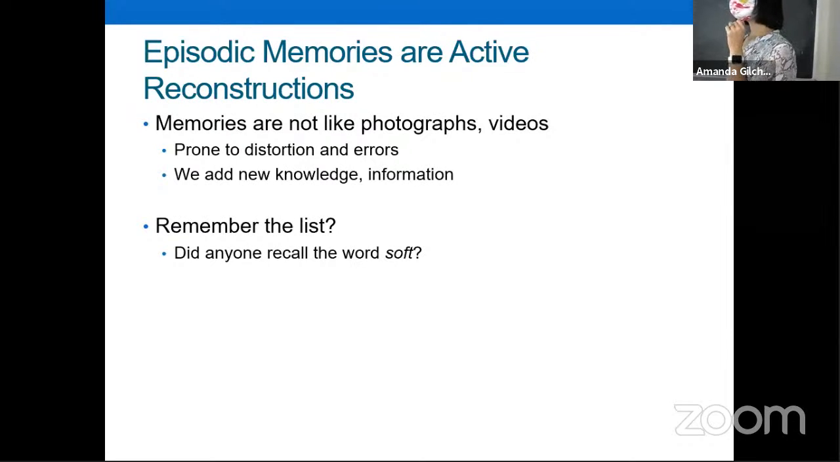Memories are not these static images. They are not like photographs. They are not like videos. They are prone to different types of distortions and errors.